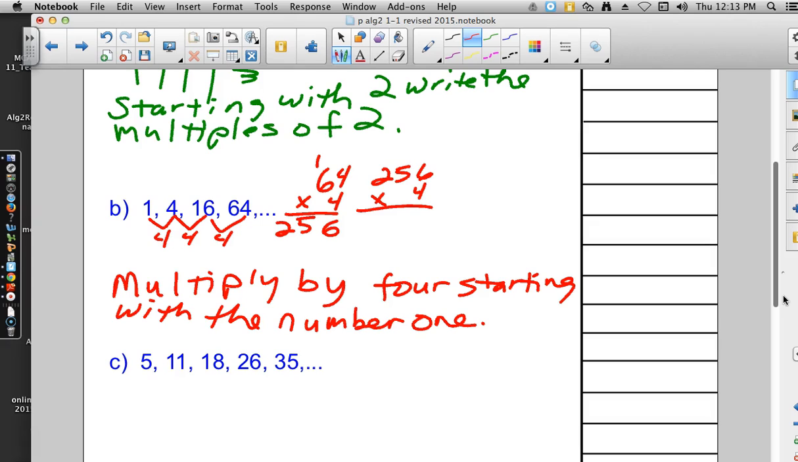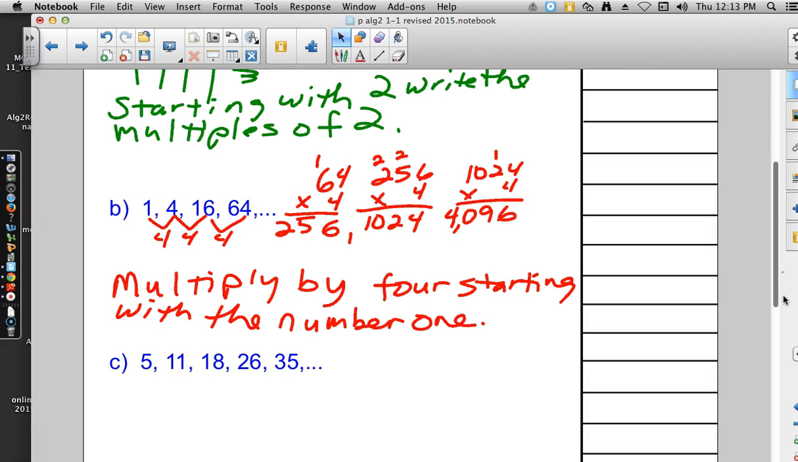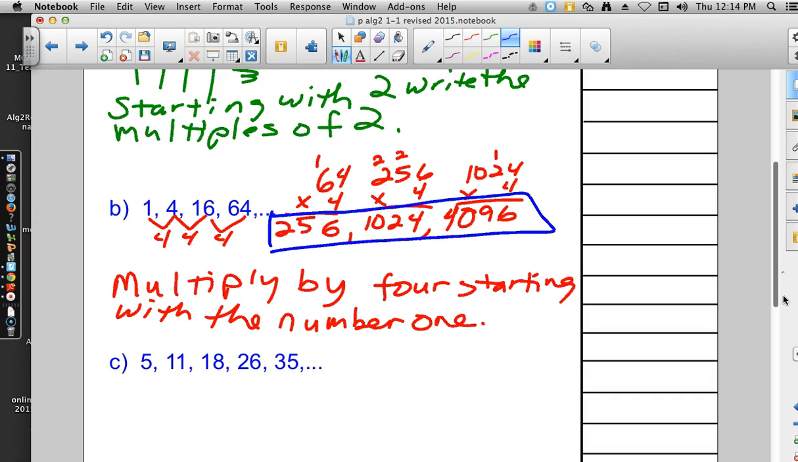Remember, we were supposed to give them the next 3 terms of this. So we've got 256, 1024, and then we have to go one more time. 4096. You know what? Because I'm using commas to separate these, I am not going to put a comma behind that 6. And there are the next 3 terms.